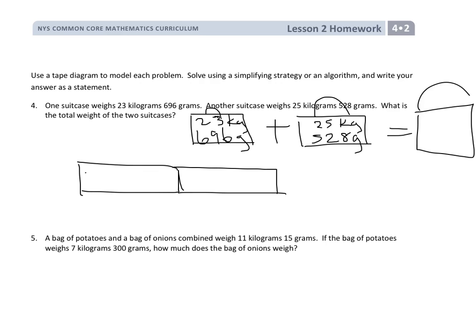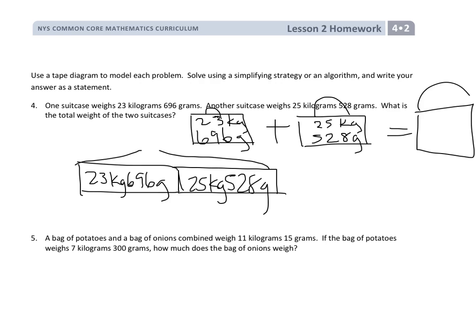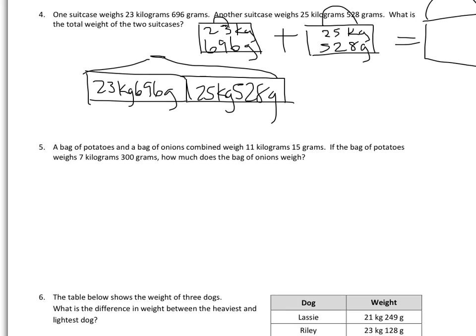For the tape diagram, it's still similar. You know 2 parts. You know 23 kilograms, 696 grams, and you know 25 kilograms, 528 grams, and you're looking to find the total. So that's the tape diagram, and again, students would just combine those two values.